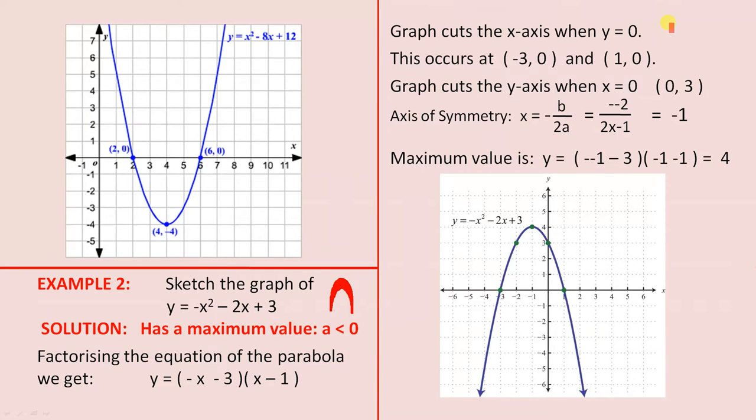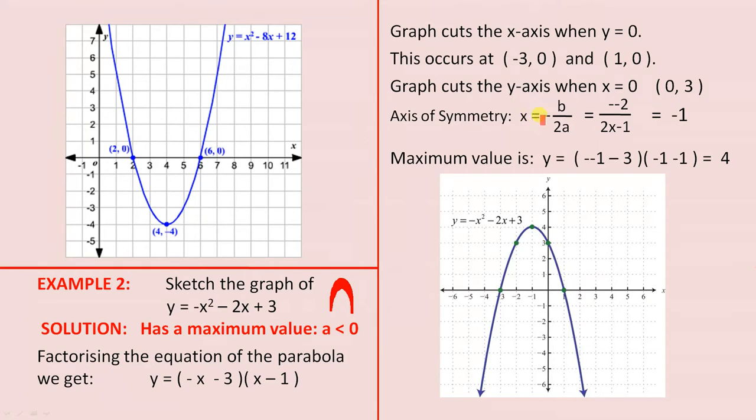The graph cuts the x-axis when y equals 0. Now that occurs when x equals -3 and when x equals 1. We can see that from here. So the graph cuts the x-axis at -3, 0 and 1, 0. The graph cuts the y-axis when x equals 0. So when we substitute x equals 0 into here, we get y equals 3. Okay, so when x equals 0, which is there, y equals 3. So at 0, 3, that's where it cuts the y-axis.